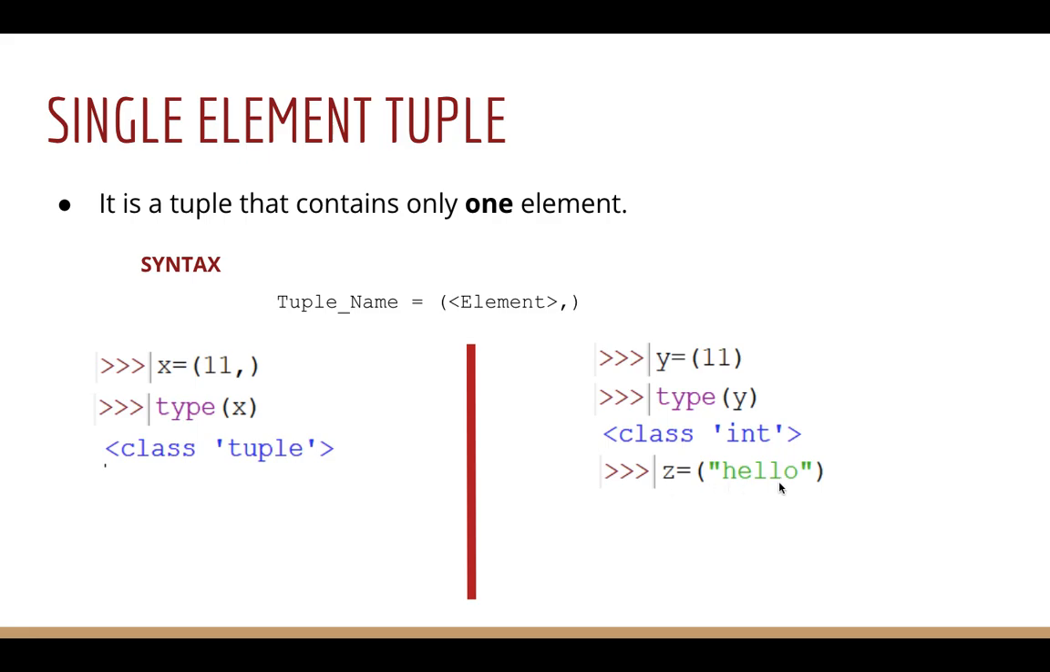So if I write z equals hello, then also if I want to check the data type of z, I can use the type function. Type of z will give me a string.